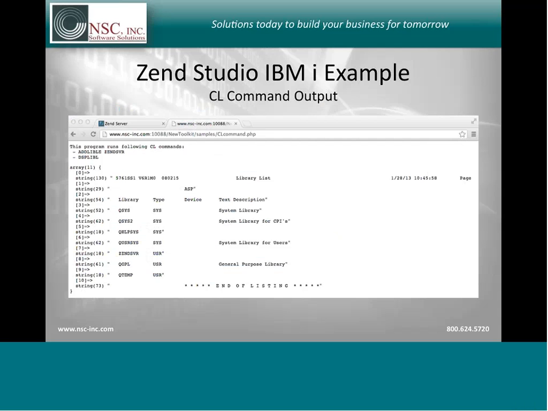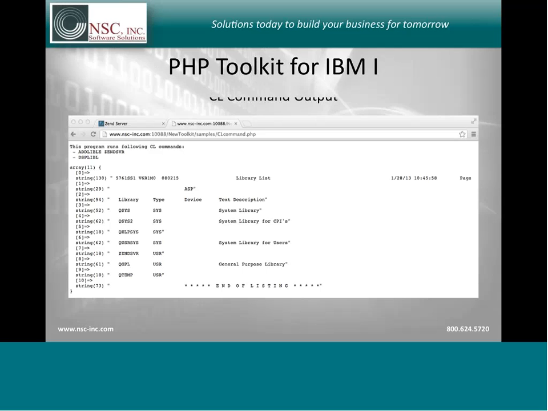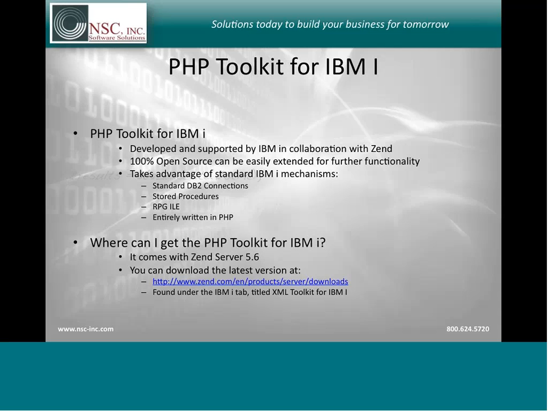You can call your own back-end RPG program, CL, and you can also, from the CL itself, call in the reverse, by calling a PHP script, which in turn may go off and get into maybe another SQL database, Oracle, or something like that to extract information and pull it back into your IBM i environment. The PHP toolkit for IBM i was developed and supported by IBM in collaboration with Zend.